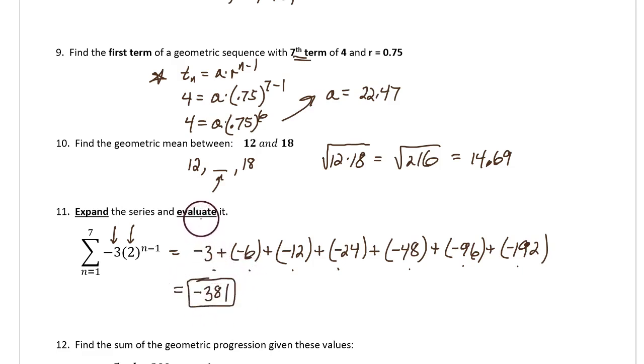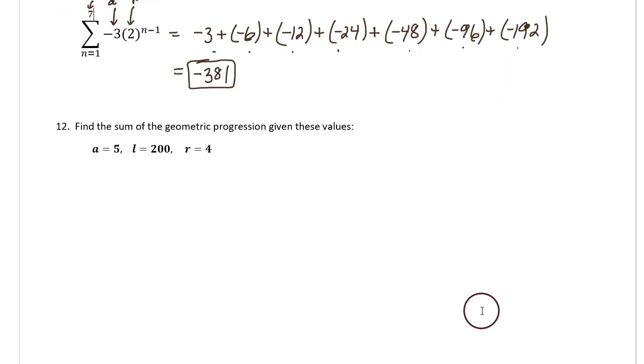The other way you can evaluate the answer, if you don't want to add up so many numbers, is to use the formula for summing a geometric. In that formula, you need to know A, R, and N, and we do know all those numbers. We know A is negative 3, R is 2, and N is 7.